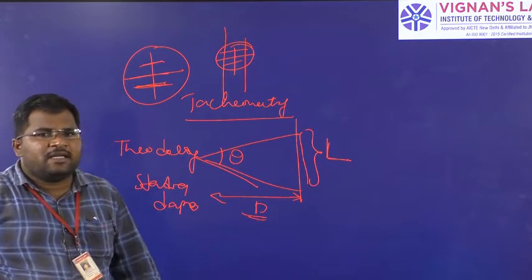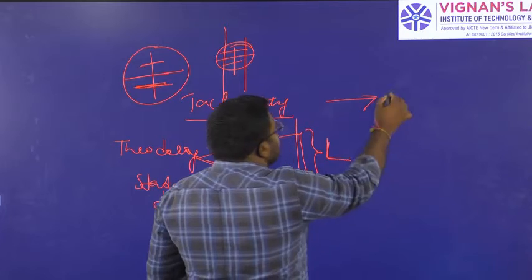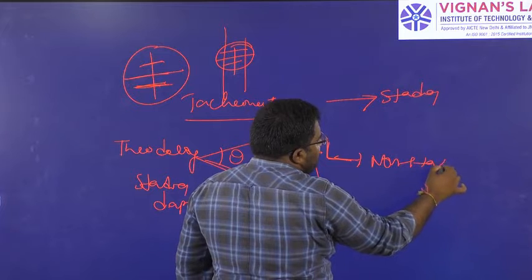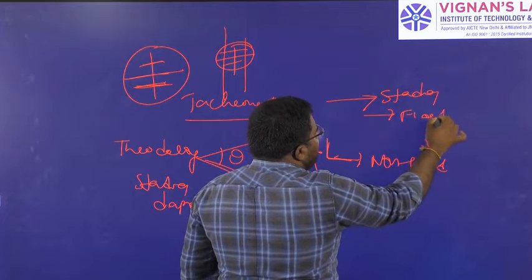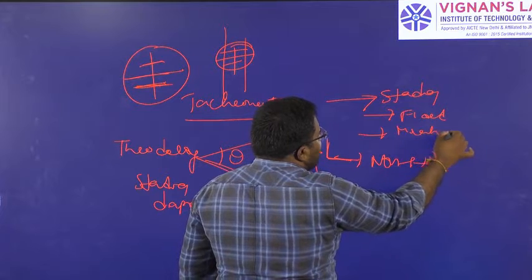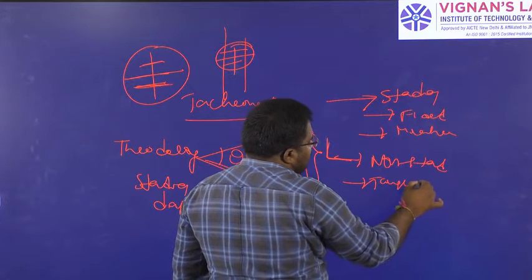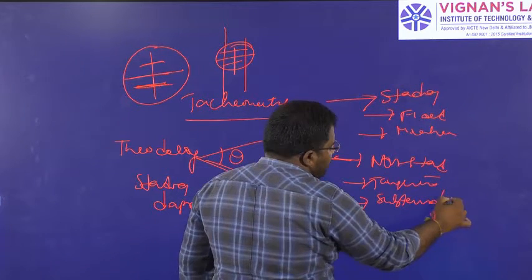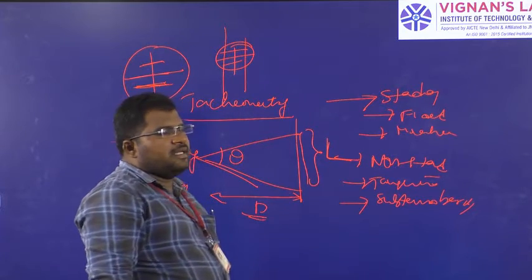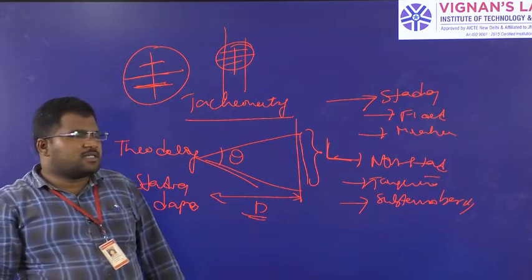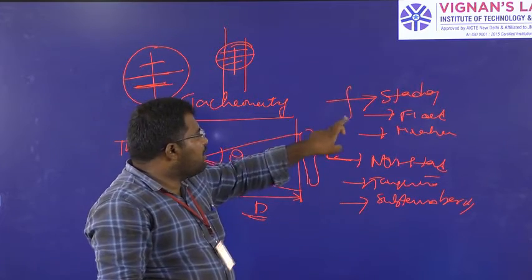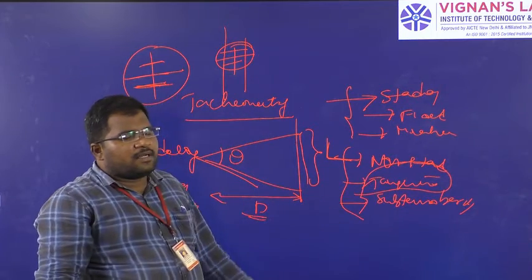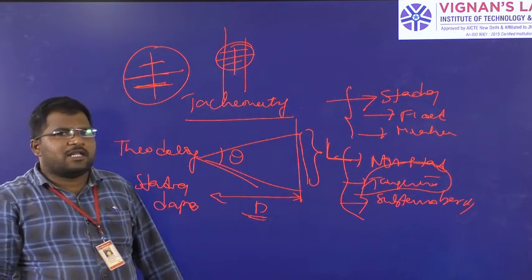So mainly we have two types: the stadia method and the non-stadia method. In the stadia method we have the fixed hair method and the movable hair method. In the non-stadia method we have the tangential, the trigonometrical method, and the subtense bar method. These are the things we discussed in this class. In the next class we are going to see the stadia method and the tangential system. That's all for today. Thank you.